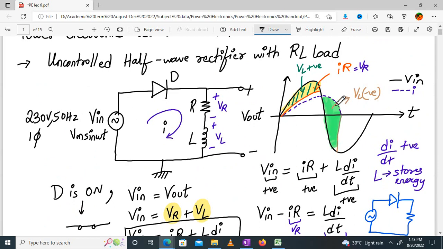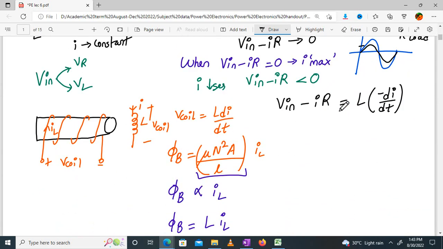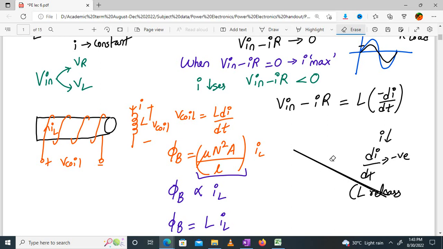See over here, current is reducing. The blue color waveform is my current. If the current is reducing, my di by dt will be negative. And whenever my di by dt is negative, my inductor will release the stored energy. Okay? So the inductor releases the stored energy. Is this point clear, everyone?